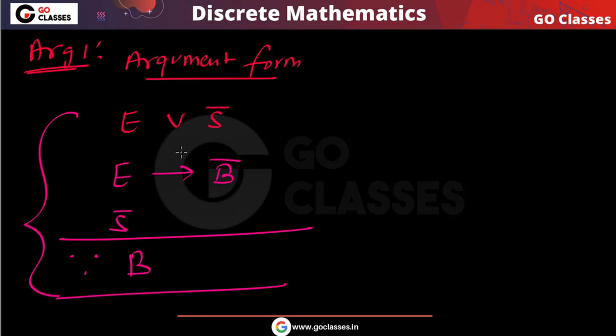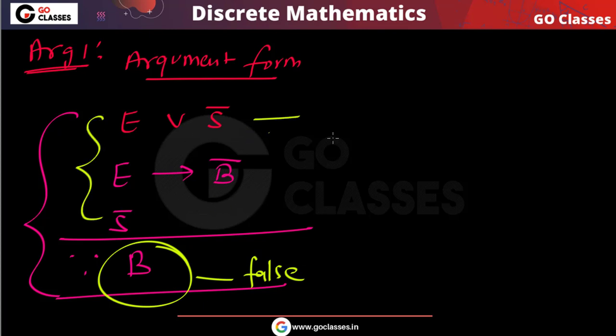Now check whether this is a valid argument or not. The best method, which I told you in the class, for any argument question is to make the conclusion false and then try to make all the premises true. After making the conclusion false, if you can make all the premises true, then it is not a valid argument. So first you make the conclusion false, meaning B is false. Now you try to make all the premises true.